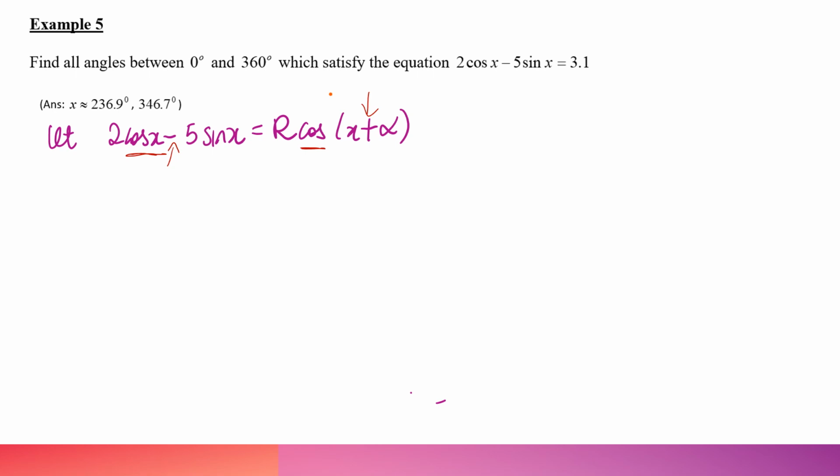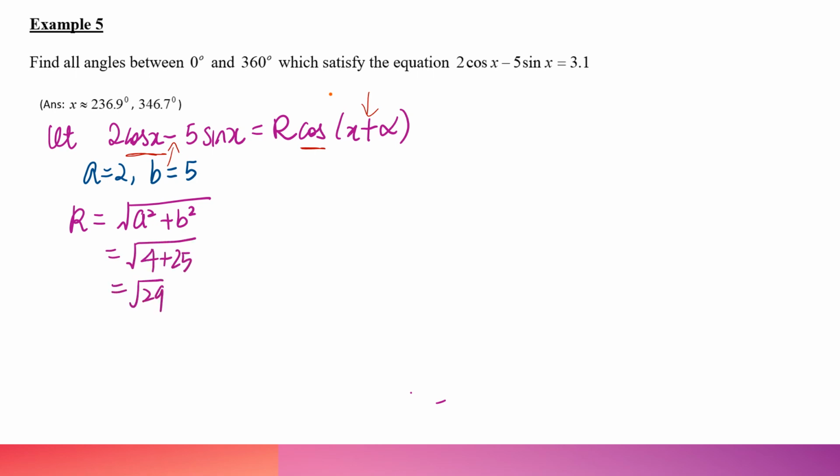Okay, right. Second step is to write down the values of a, which is 2, and the value of b, which is 5. Okay, a and b are always positive values. All right, so please don't write b as negative 5. Okay, b is equal to 5. They're both positive values. Then to find the value of r, just square root of a squared plus b squared. And that gives you square root 29. And the value of alpha will be just tangent inverse b over a, which is 68.20 degrees.